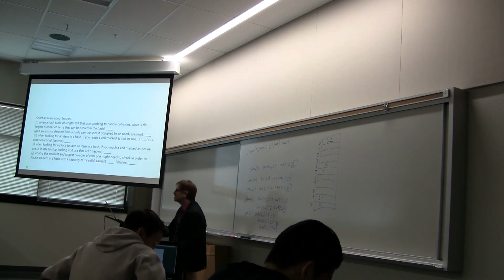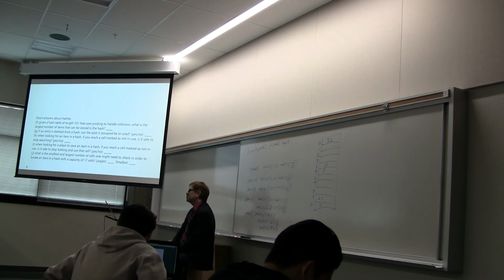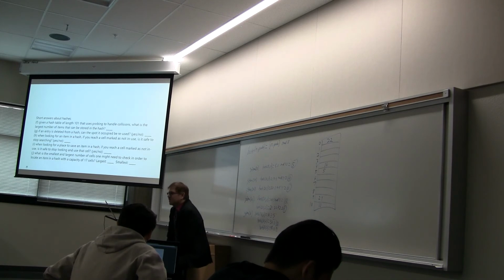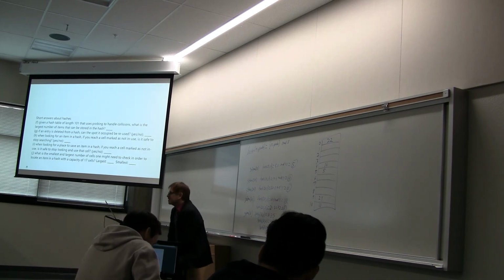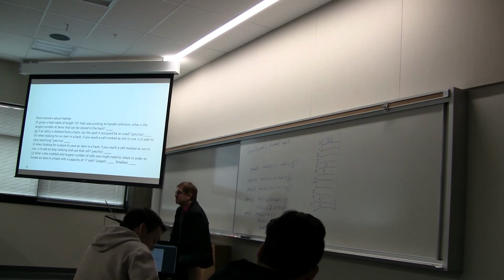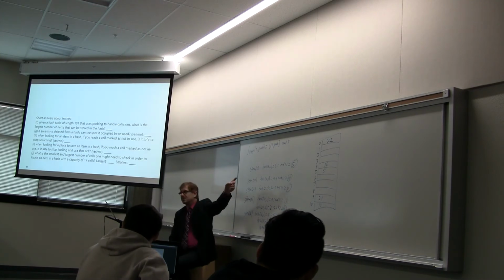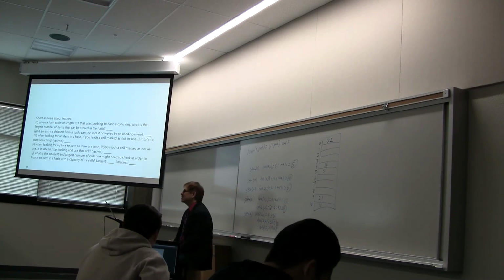Short answer: if a hash table has a length of 101 and uses probing to handle collisions, what's the largest number of items you can store? 101. Right, so some people said 100, I think they were thinking of queues. For a hash, each cell can hold a number, so the table can be filled up, 101 entries.